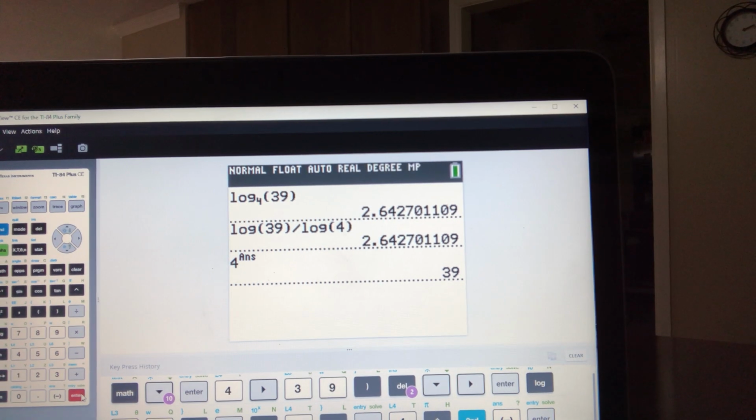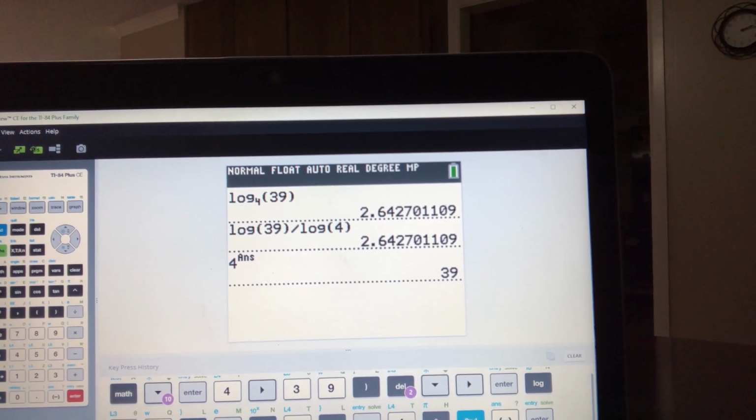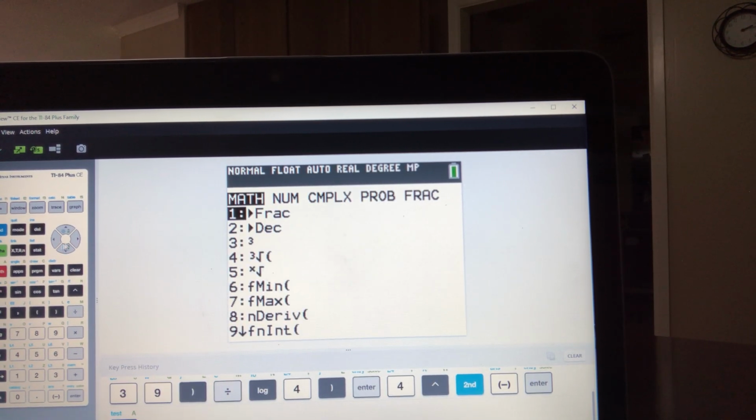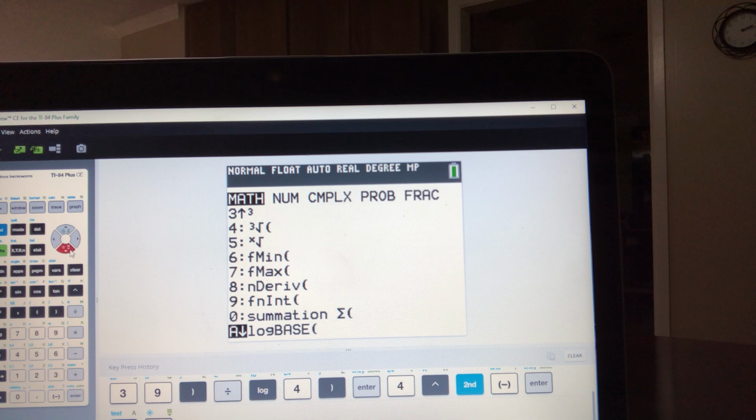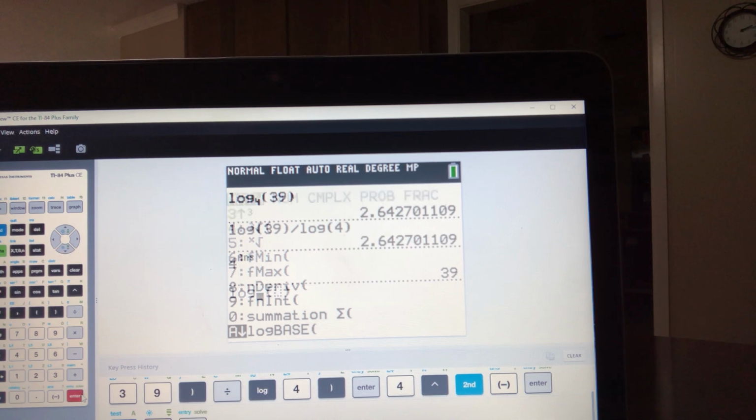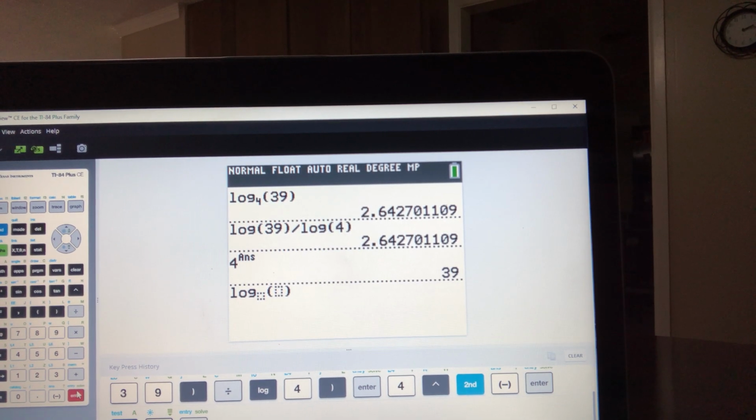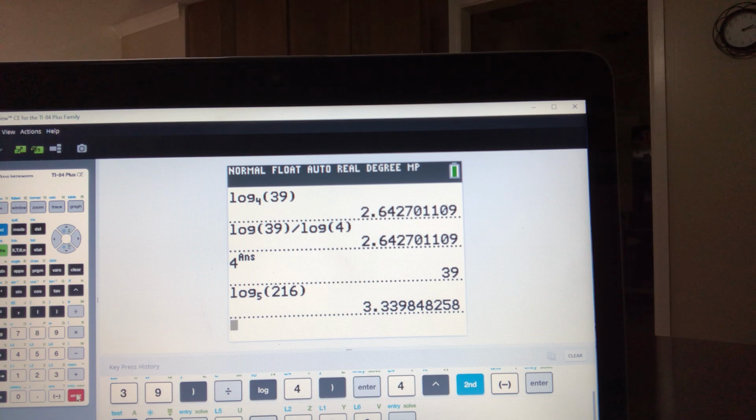Okay, so the next one is pretty similar. You would go to math, all the way down to the bottom, scroll down. If you have that log base option, choose that. And you're going to put in 5 for the base of the next one, and then over here, it will be 216. Press enter. You should be getting this number, 3.3398, which would round to 3.340 if you did it to the thousandths place.